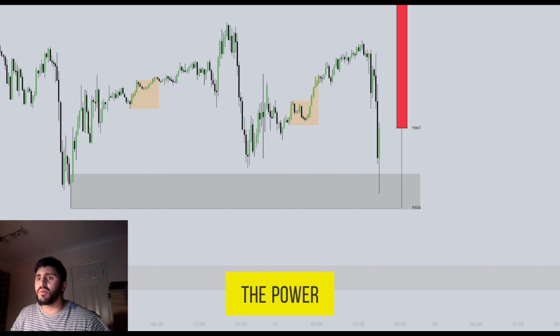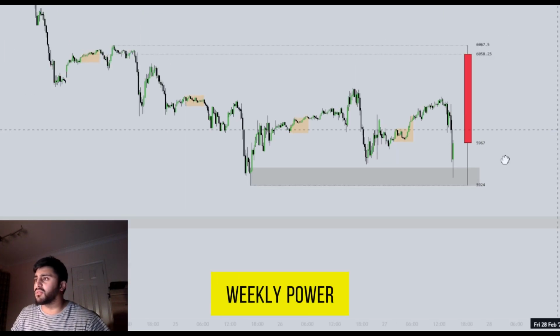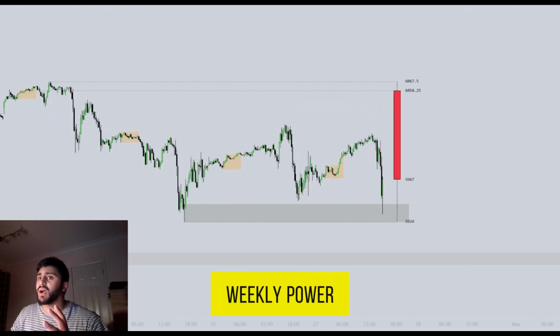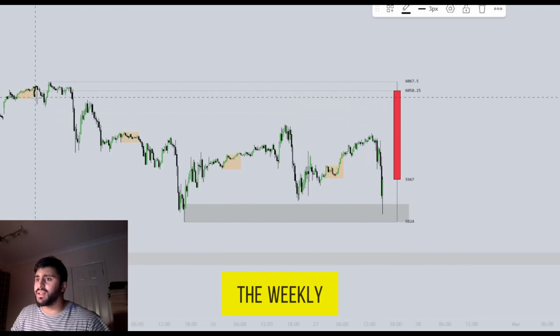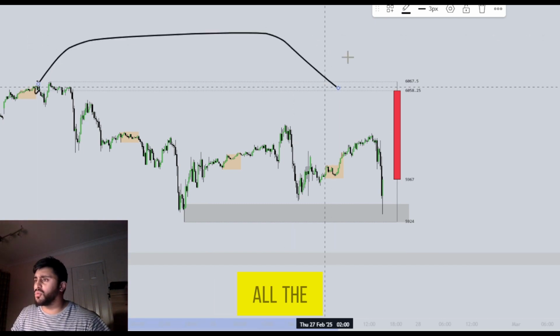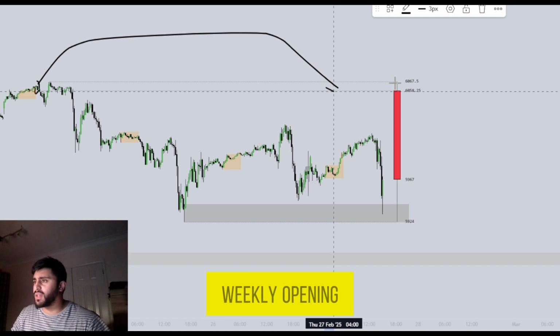If I take up the power of three indicator, let's start with the weekly power of three, right? So what you see here, this big red candle, is the weekly power of three. We can see the weekly candle opened here. This is the weekly opening price all the way up here.